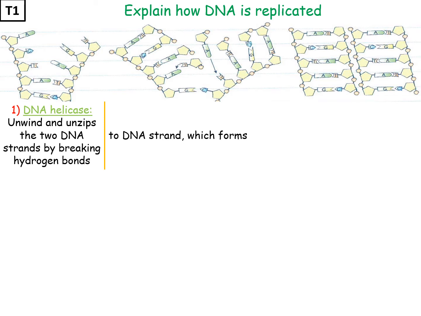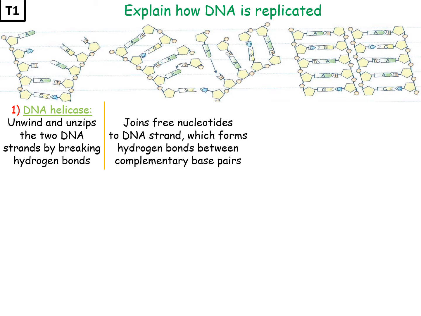Once you've got those two DNA strands separated, you have to join free nucleotides to the DNA strands, and that is done through complementary base pairing. The hydrogen bonds form between the free nucleotides and the nucleotides of the DNA strand. And this is done by an enzyme called DNA polymerase.